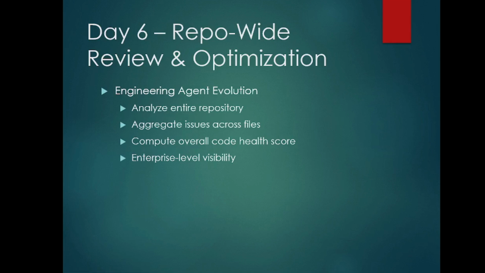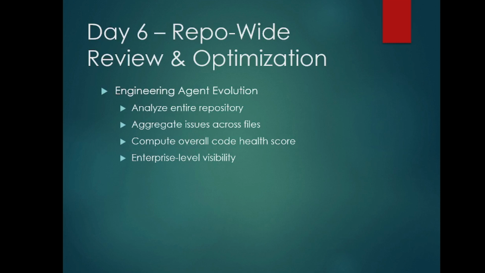We are on day 6. In day 6, we are discussing the Repo-Wide review and optimization. That means we have taken one full-fledged solution, just like we generally work at the MNC company level. Repo means we are keeping it in TFS or Git, and we will review each file, okay, and optimization. So, engineering agent evolution.